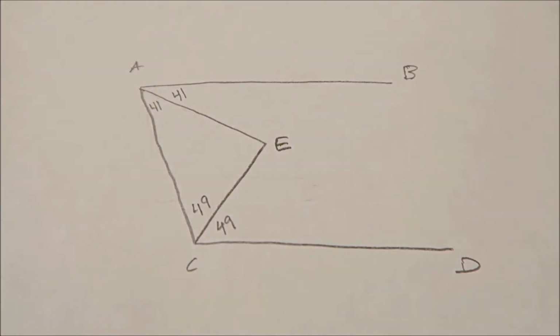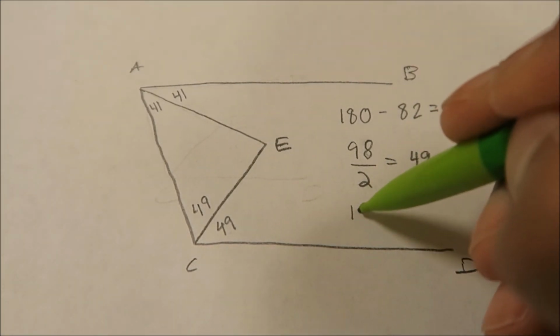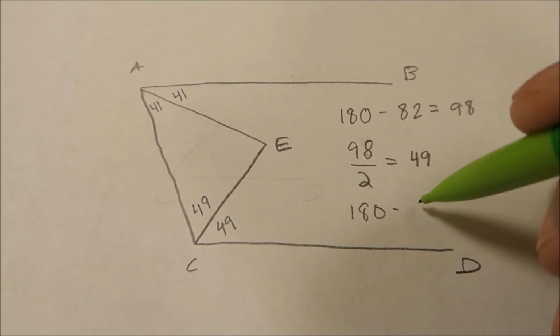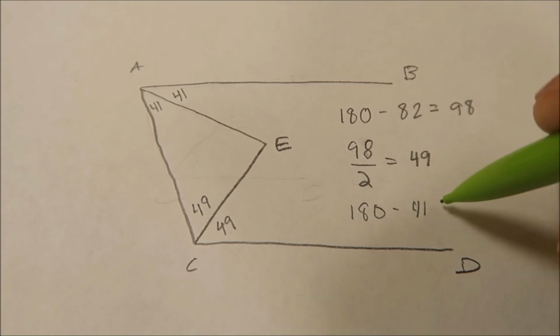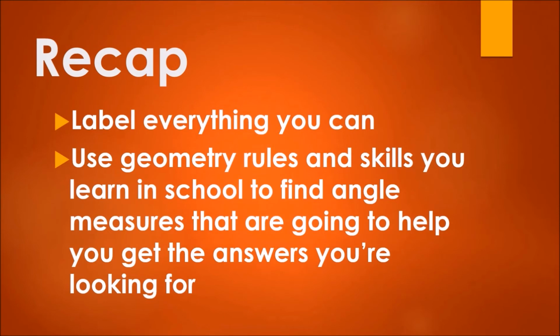Now that we've labeled everything we know so far, we can try to find AEC. Knowing that a triangle's interior angles add up to 180 degrees, we can subtract 49 and 41 from 180 to find AEC, which is 90 degrees. So the answer is C. To recap, for trigonometry diagram problems, just label everything you can and use those trig and geometry rules and skills you learn in school and that I have links for in the description to find angle measures that are going to help you get the answers you're looking for.